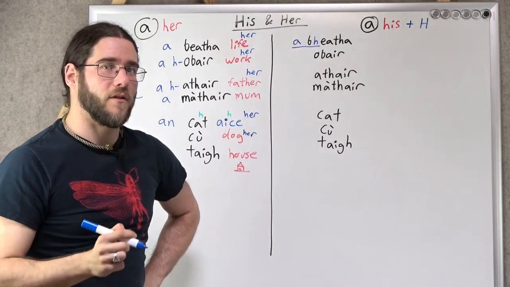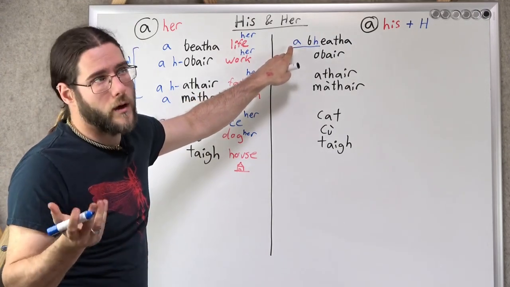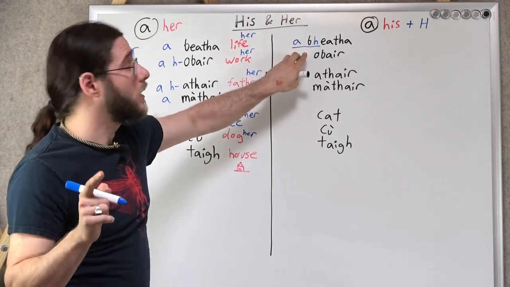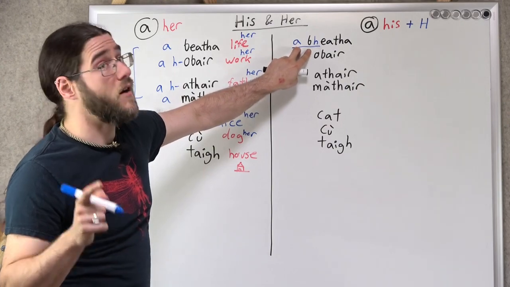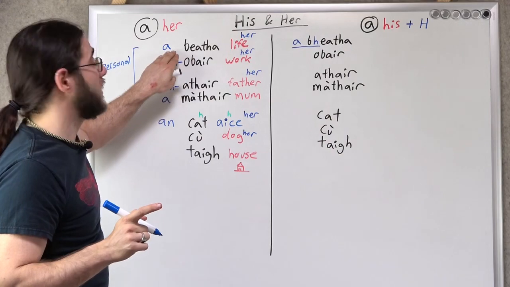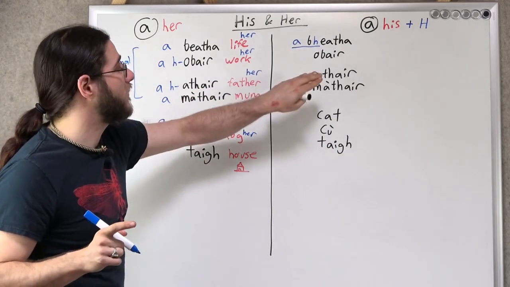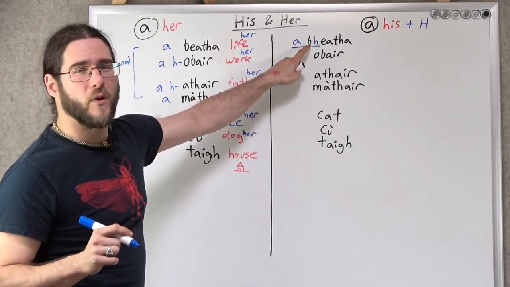And this is exactly the way to see if you're talking about his or her. Because if you just go on the word A, there's no clue. But the next word will give you the clue. If the next word is lenited, chances are it's his. Aveha. But if it's abeha, it's her. Her life. His life.